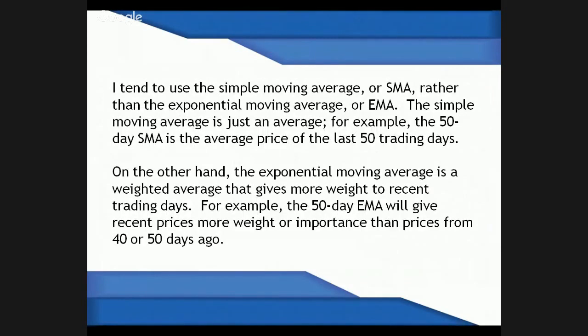I tend to use the simple moving average, or SMA, rather than the exponential moving average, or EMA. The simple moving average is just an average. For example, the 50-day SMA is the average price of the last 50 trading days. On the other hand, the exponential moving average is a weighted average that gives more weight to recent trading days. For example, the 50-day EMA will give recent prices more weight or importance than prices from 40 or 50 days ago.